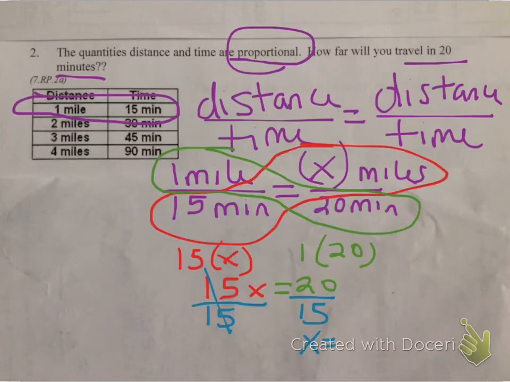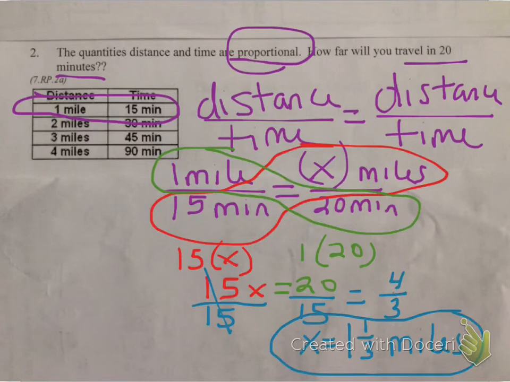and 20 divided by 15 doesn't divide evenly. You could simplify that. They're both divisible by 5. So 20 divided by 5 is 4. 15 divided by 5 is 3. 4/3, but we're looking for distance, so you wouldn't say 4/3 miles. You would change that to a mixed number in this case, 1 and 1/3 miles would be the correct answer. I would change that into a mixed number to write it properly.